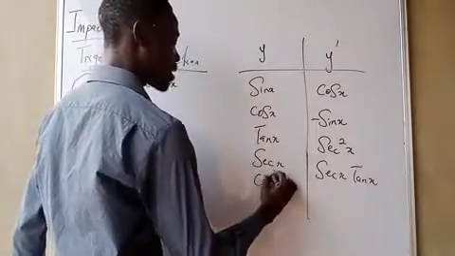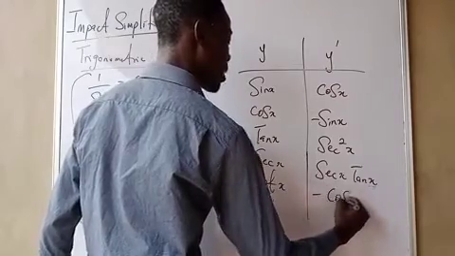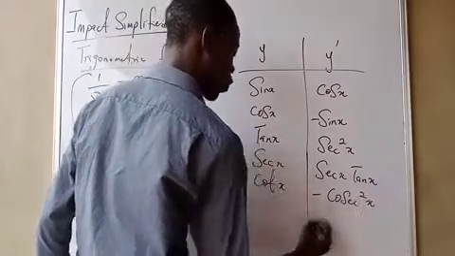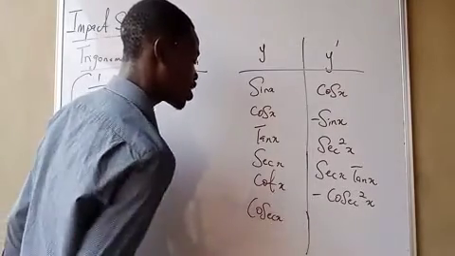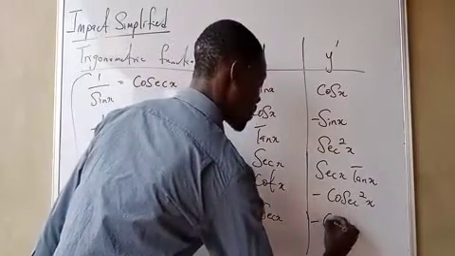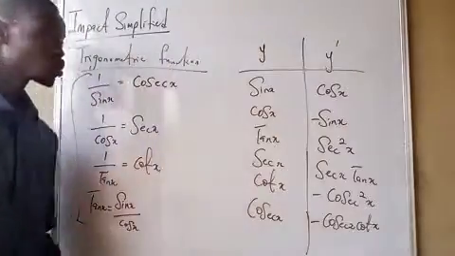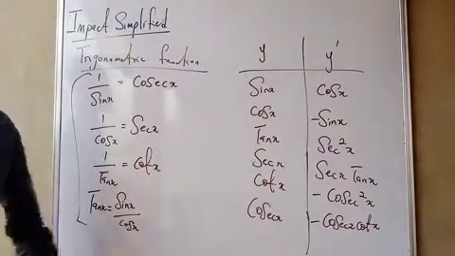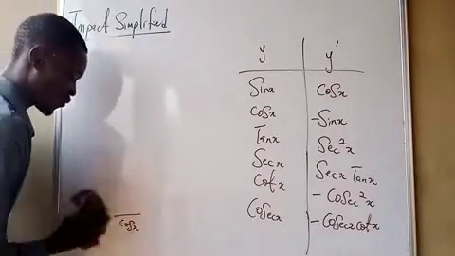Anytime we are differentiating cot, the differential of cot will give us minus cosec squared x. And lastly, anytime we are differentiating cosec x, the differential of cosec x will give us minus cosec x cot x. So knowing all this, we can now solve questions under the trigonometric function.